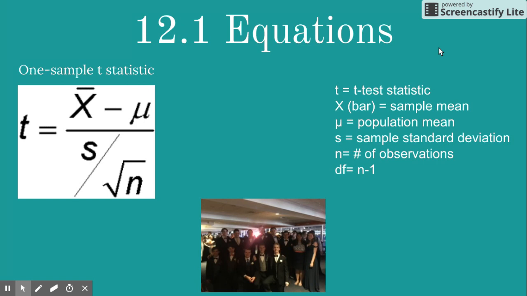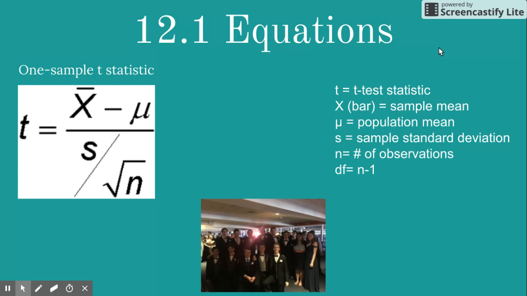All right, so the first section in chapter 12 is 12.1. This is about one sample t-test. So the equation you will need for this part of the chapter is t equals x bar minus mu divided by s over root n.